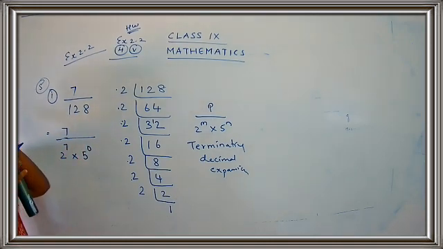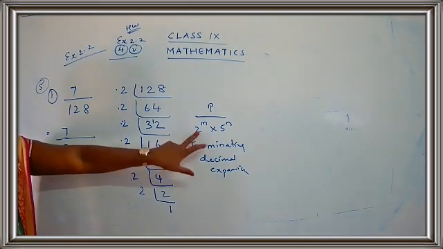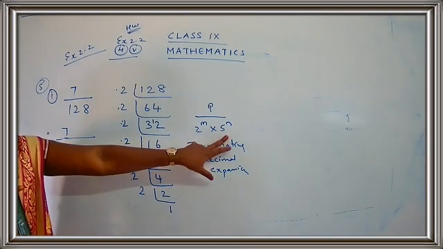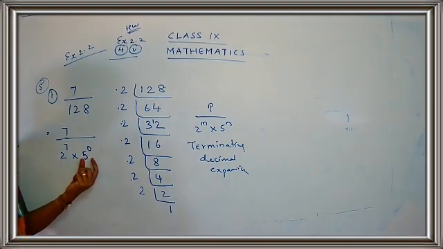So we should be able to write it in terms of powers, like 2 raised to m. So the base should be 2, and the base should be 5. So I got the base 2, I got 2 raised to 7. But I was not having one for 5. So what I did? I wrote 5 raised to 0.